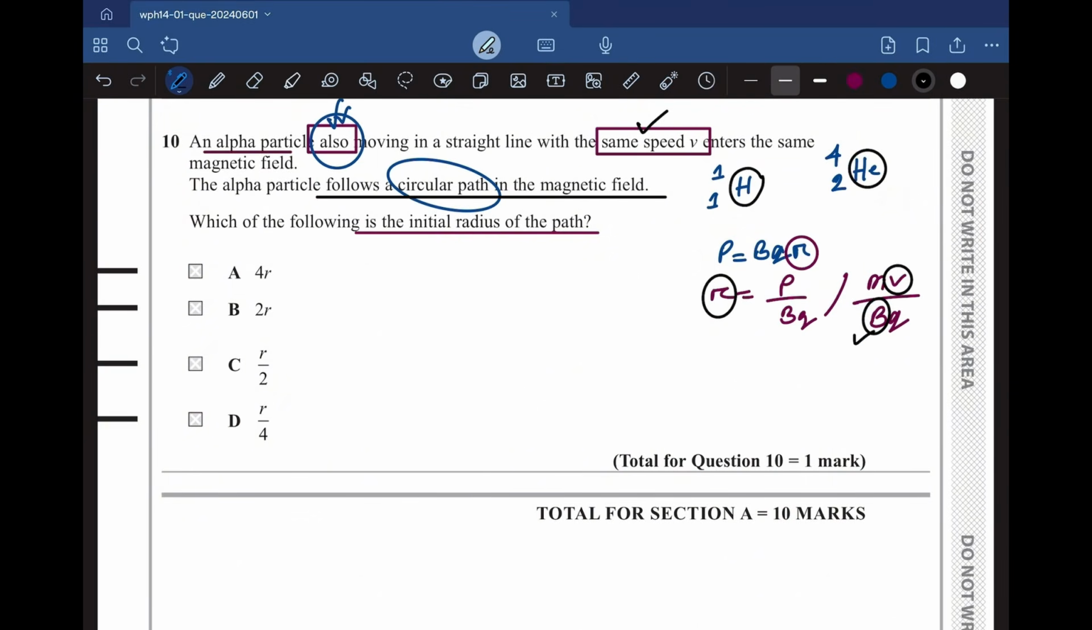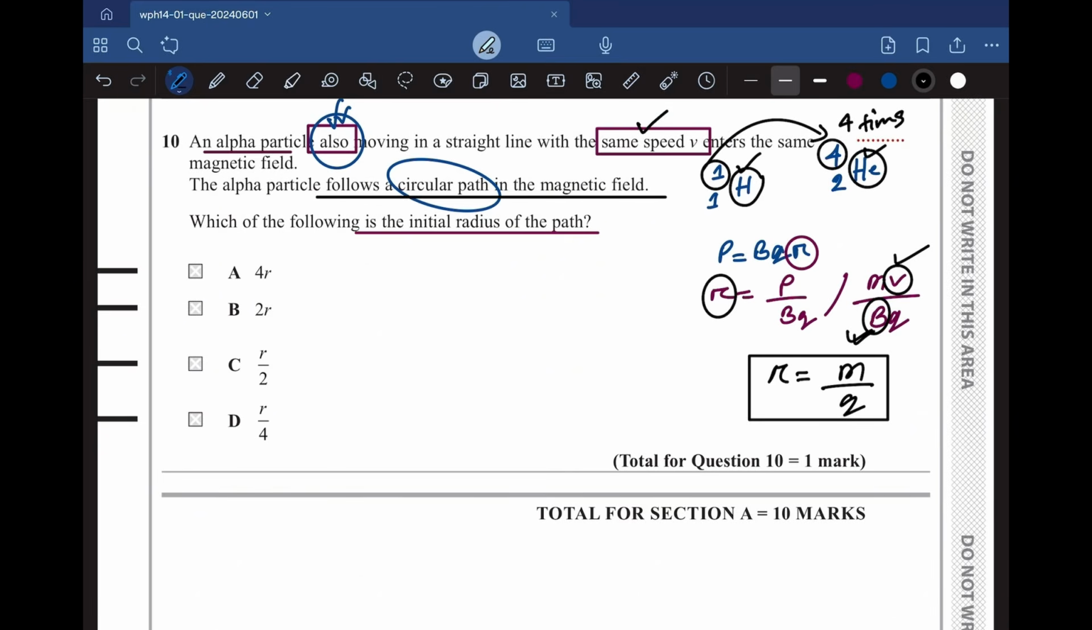So basically the velocity and the magnetic field are constant. So the ratio becomes R equals m divided by q, which is the mass to charge ratio. The radius depends upon the mass to charge ratio. Now compared to hydrogen, helium has 4 times the mass of the hydrogen. Why? Because it has a mass number 4 times the hydrogen.